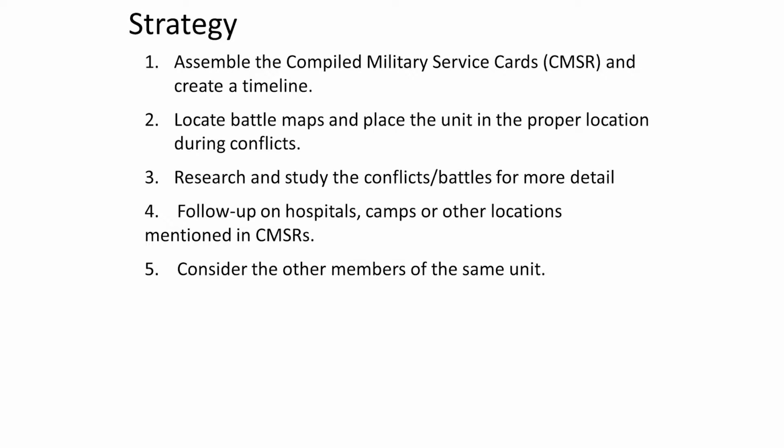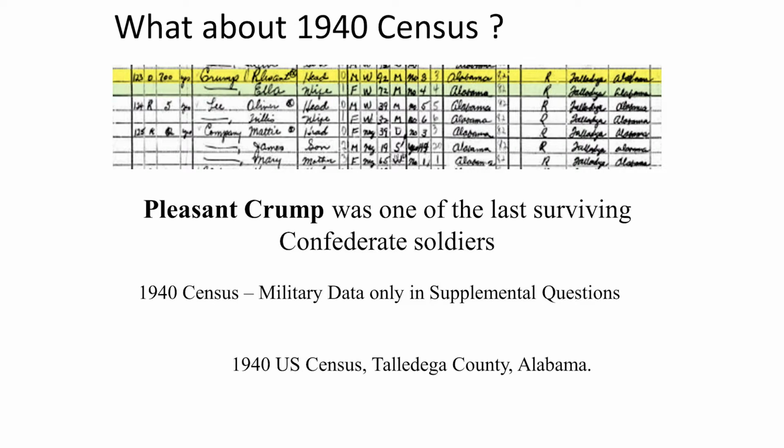But one of the most important things is to consider other members of a unit, because maybe your ancestor's cards are missing, but perhaps his brother was in the same unit or was in an adjacent unit, and you can follow his cards or other folks in the community, putting them all together. Okay, with that strategy, let's get down to records and probably things that you're used to looking at.